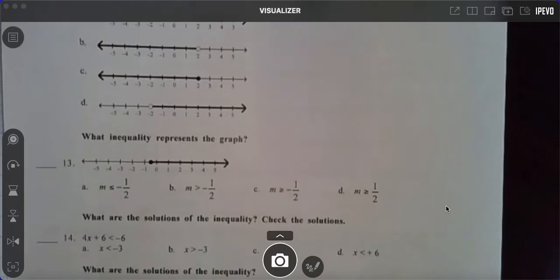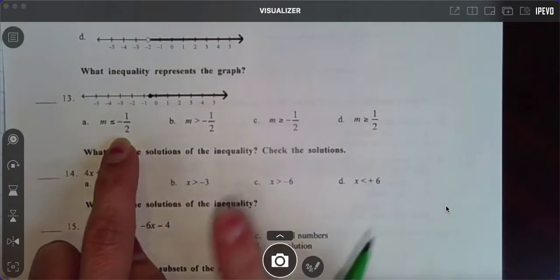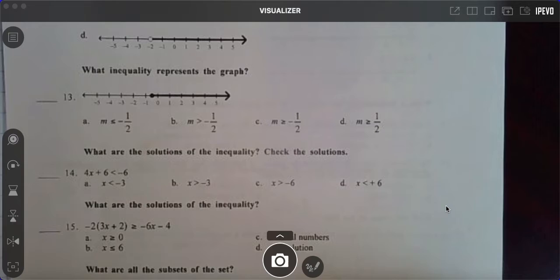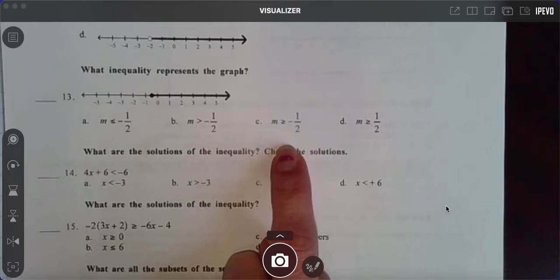Okay. Number 13. What kind of sign is that one going to have? Does that one have the equal sign or no? Yeah, it has the little equal sign underneath it. So, you know it's either this one now. Well, we know it's not B. What number does it look like it's at? Negative 1/2. And are we greater than or less than? Greater than. So it's M is greater than or equal to negative 1/2. Can everybody see that it's C?